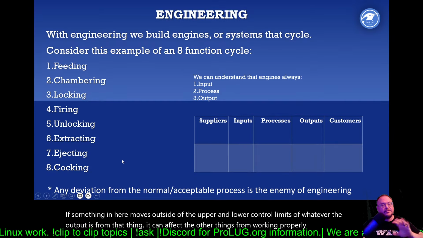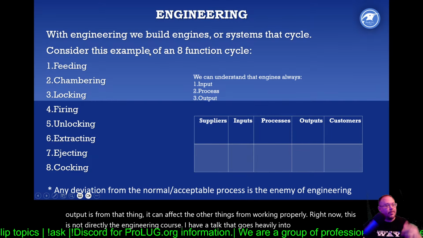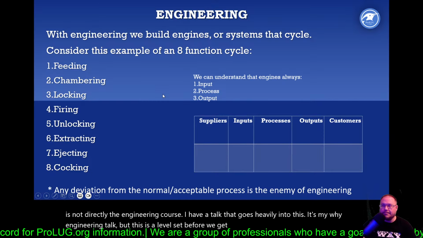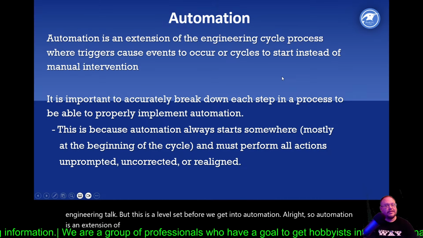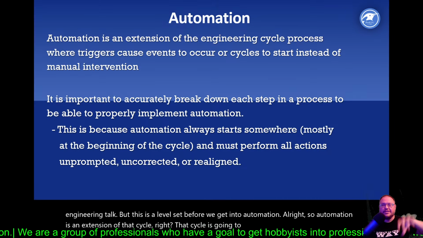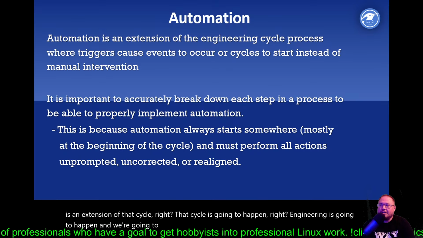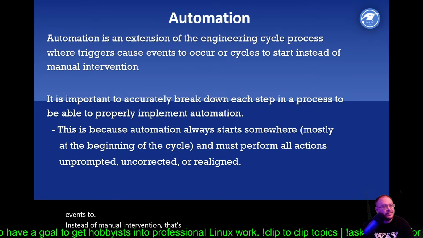Now, this is not directly the engineering course. I have a talk that goes heavily into this. It's my why engineering talk, but this is a level set before we get into automation. All right, so automation is an extension of that cycle, right? That cycle is going to happen, right? Engineering is going to happen, and we're going to have triggers that are going to cause events to cycle instead of manual intervention. That's what automation is going to be for us.